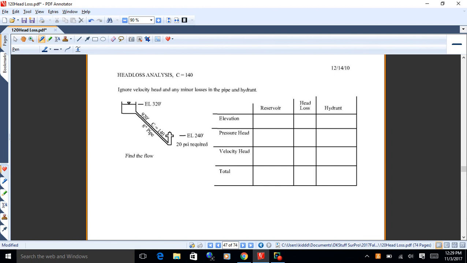Now, unless it says... Yeah, it's zero because we're looking at the top of an open reservoir. There's no pressure. That's what I'm saying.